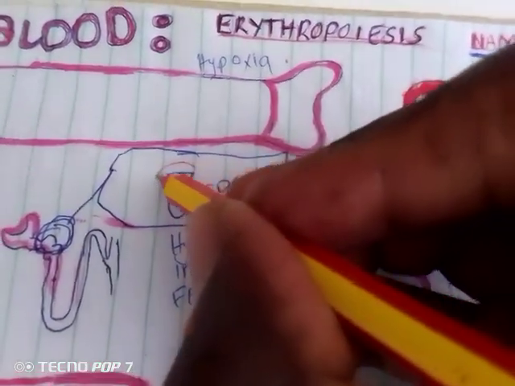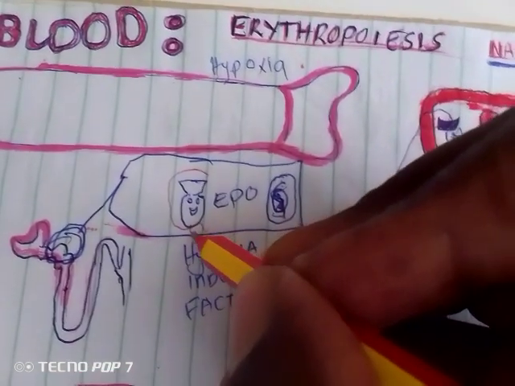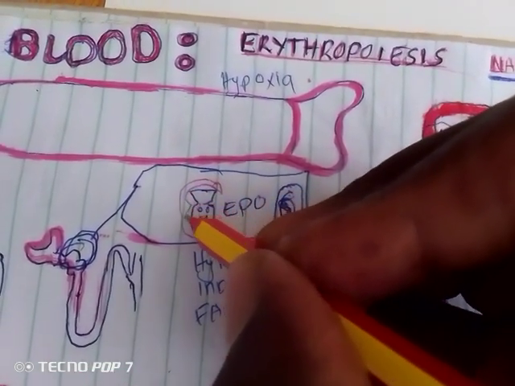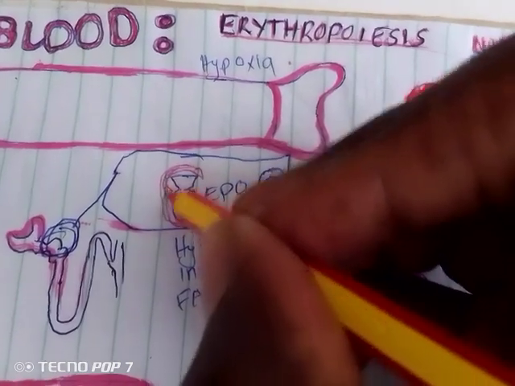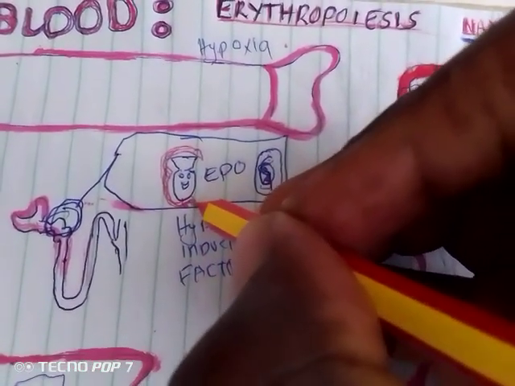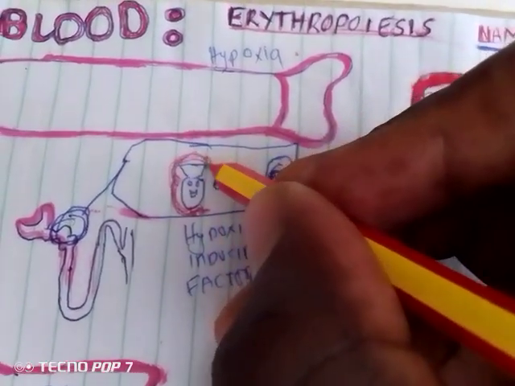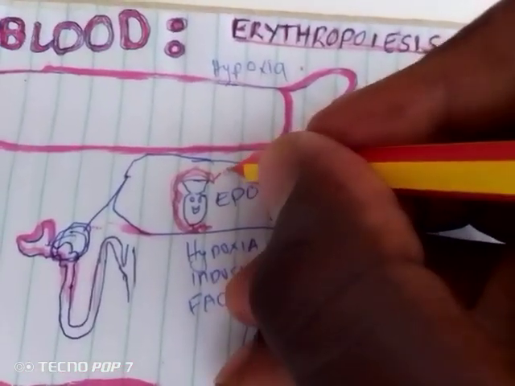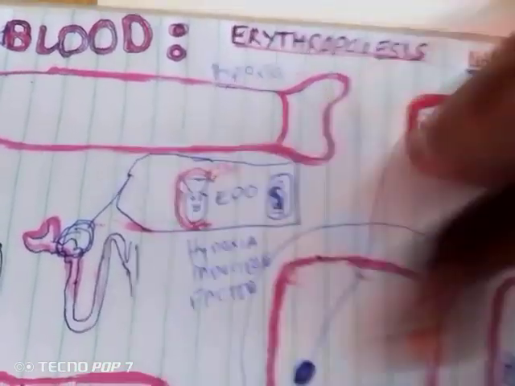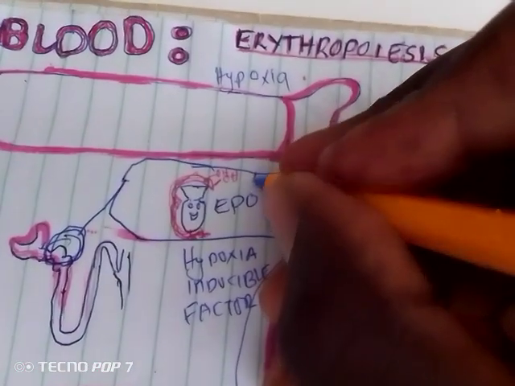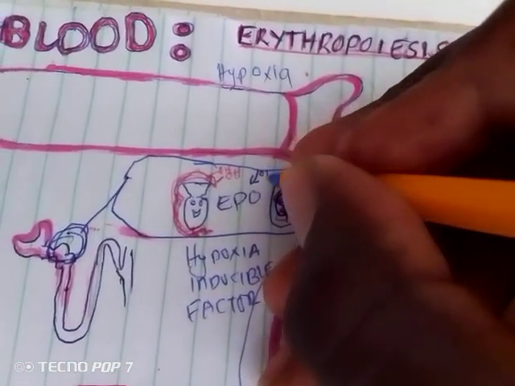it's normally bound to an enzyme. Let me draw it like this. This is an enzyme that is bound to this hypoxia inducible factor. It's normally hydroxylated. So that tells you that oxygen is very crucial, very important.